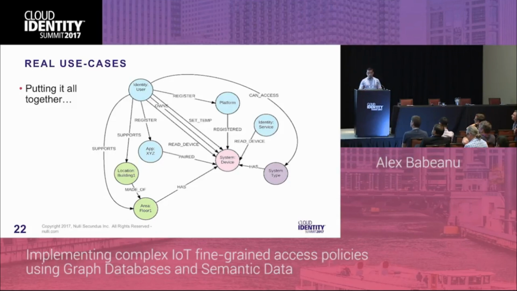So this represents all the use cases we had in that particular case. You have, in blue, your identities, your devices, your buildings and locations. So hopefully it gives you an idea. Based on that, we can run queries and easily find who has access to what.